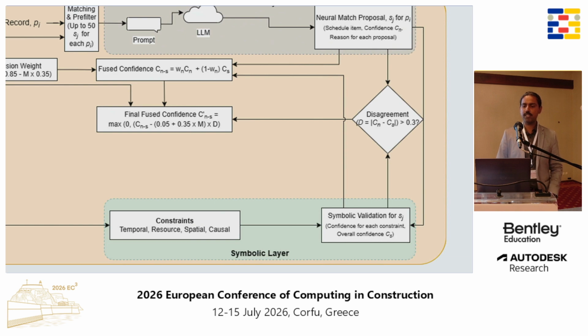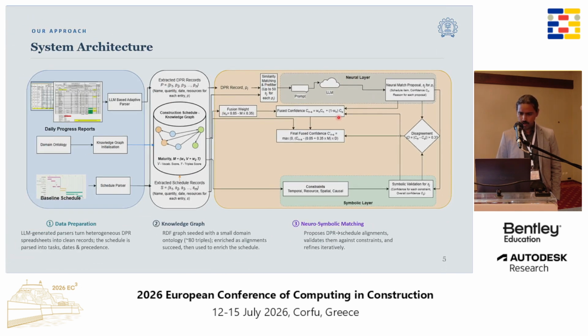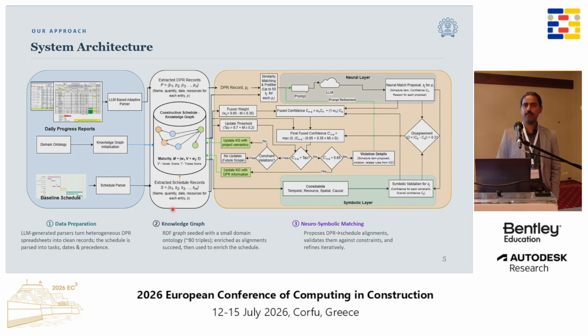So essentially what we are doing is, for the neural layer, there's a confidence coming up from the LLMs, and then for the symbolic layer, there's a confidence coming up from the constraint evaluation. Both of these can have some disagreement, but they also have this fused confidence. This fused confidence is the overall confidence whether some element in the daily progress report is matching with the schedule. And from there, we have a set of flowcharts where we decide whether we want to update the knowledge graph or whether we want to just go back and update the LLM to create a new proposal.